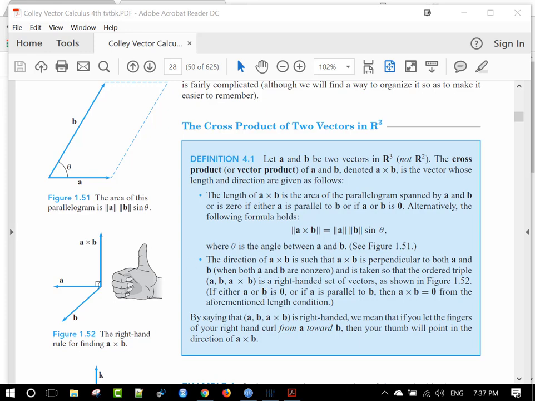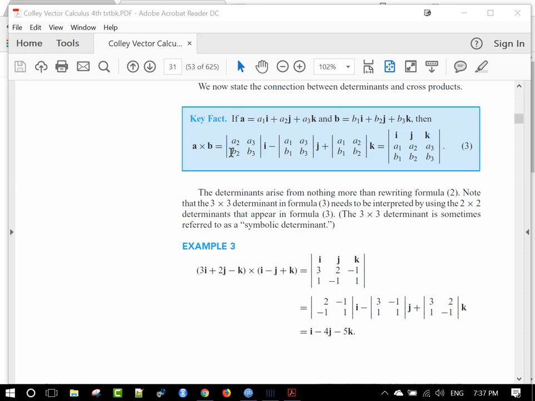But now we can take A cross B, and if we have the components for A and for B, we can form this matrix, and do the determinant of it, and that will give us the correct answer for A cross B. Again, you do IJK at the top. The second row is the first vector in the cross product, so that's A1, A2, A3, and the third row is the last vector in the cross product.